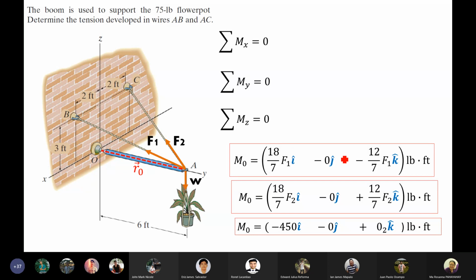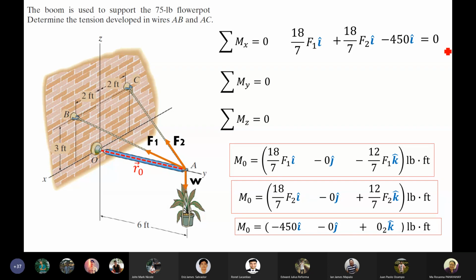Okay, which is this. Then, moment of force along J. And moment of force along K. Okay, so in this case, the summation of moment along X, Y, and Z are still 0 because our system is not rotating. So it means, ano yung mga forces along moment along X, that is 18 over 7 F1 I hat, plus this, plus negative 450 pound I hat, and that is equal to 0.